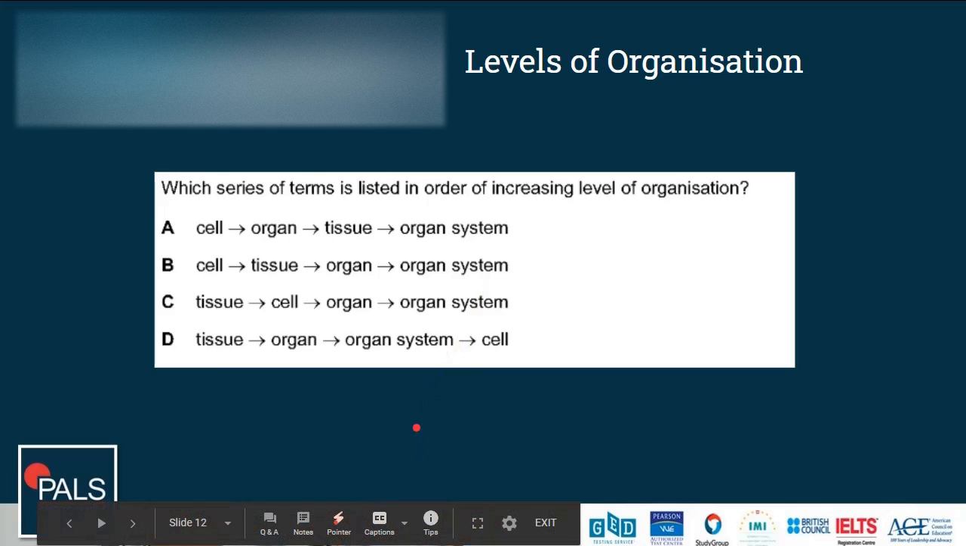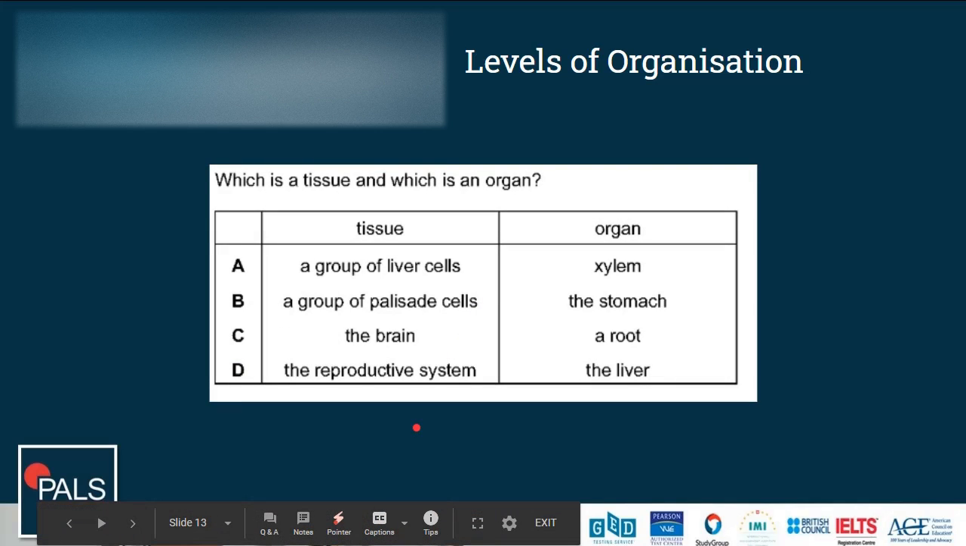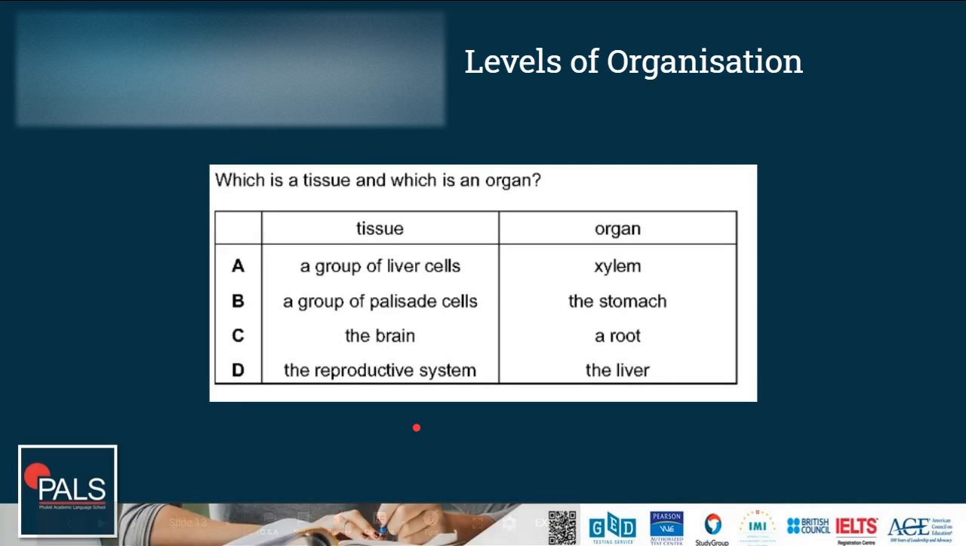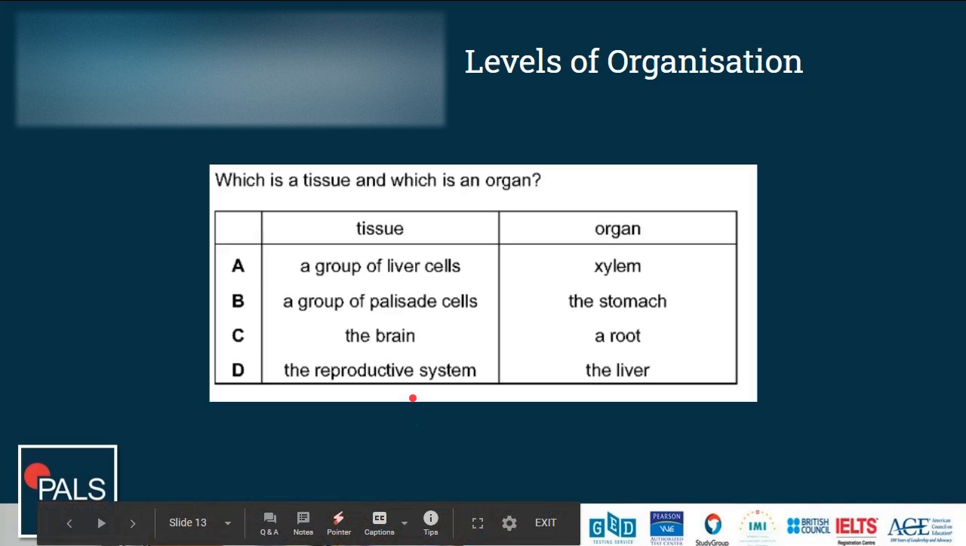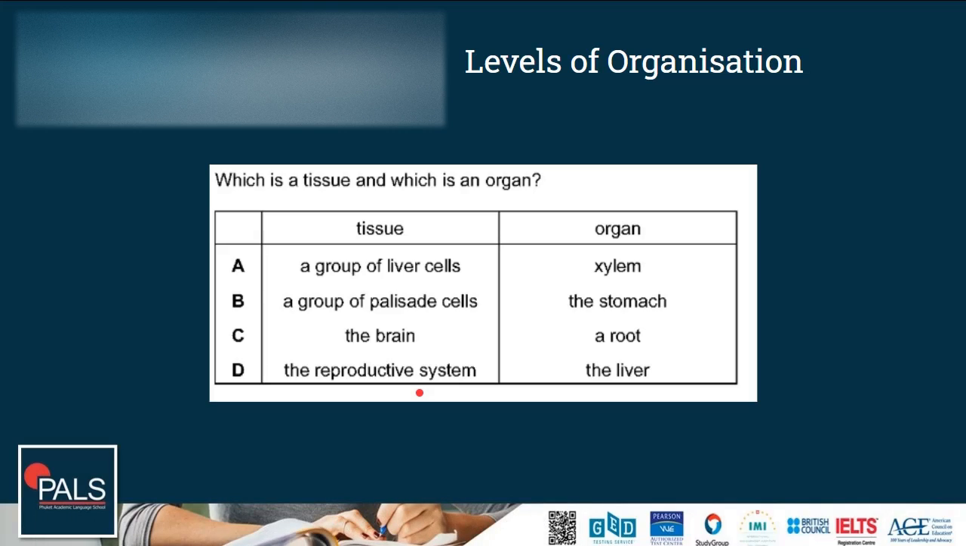All right, next one. Which is a tissue and which is an organ? And we didn't talk about the specific parts here, but knowing the definition, we should be able to find the correct answer. Have a look. And if you still need to think, you can pause the video. The correct answer here is B again.